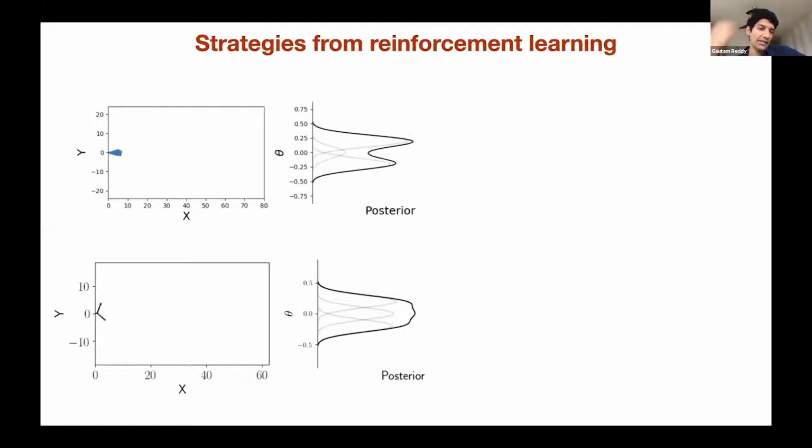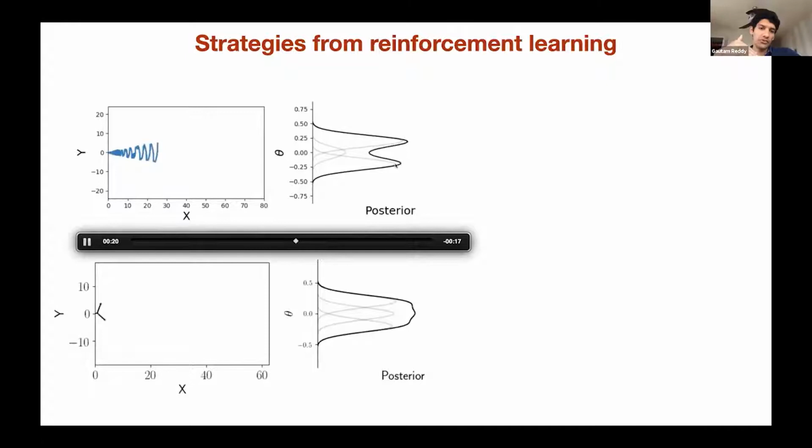The unlearned trajectory, initially, is completely random. It just wanders off. But as you can see here, the agent learns to perform these oscillations. And you can see that the posterior turns into a bimodal distribution, which shifts between left and right. These oscillations persist until the agent finds the trail.